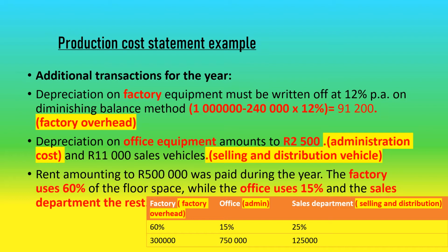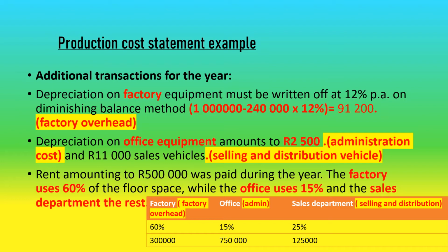Our third one says that rent amounting to 500,000 was paid during the year. The factory uses 60% of the floor space, the office uses 15%, and the sales department uses the rest. So I have taken the 500,000 and divided it amongst our factory, office, and sales department. We know our factory uses 60%, our office uses 15%, and the sales department uses the remaining 25%. So 60% of 500,000 is 300,000, 15% of 500,000 is 75,000, and 25% of 500,000 is 125,000.